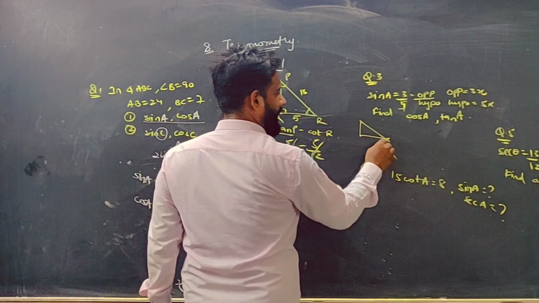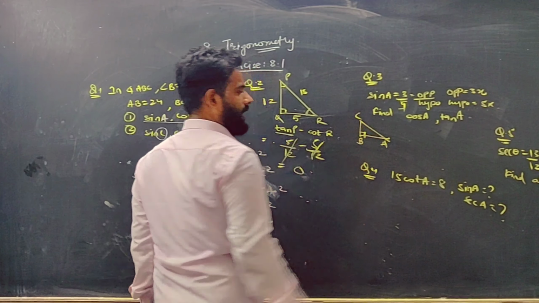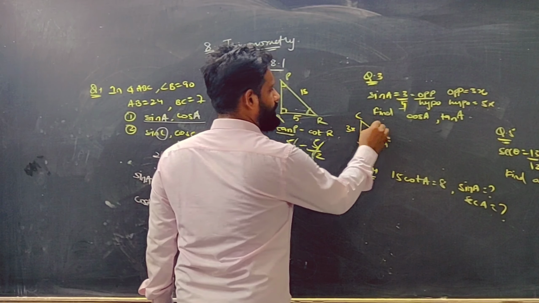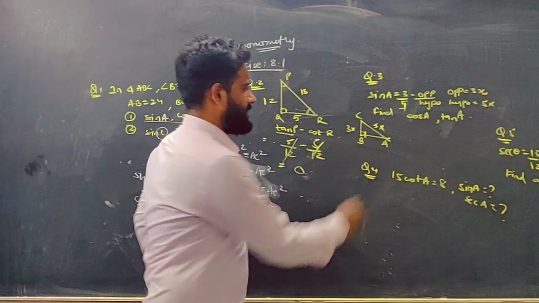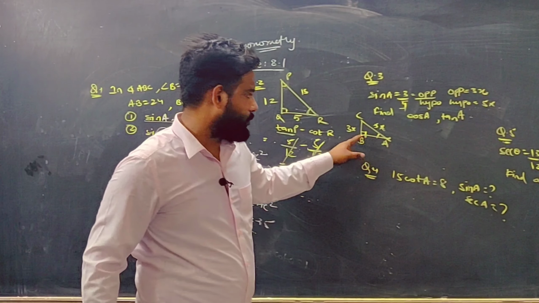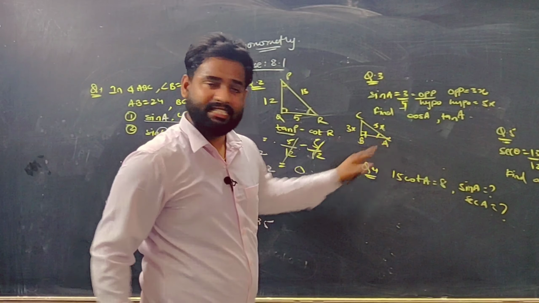So I am writing here A, B, C. I made my triangle like this. So opposite is 3x and hypotenuse is 5x. Right? If I am considering this as theta, opposite 3x, hypotenuse 5x. Use Pythagoras theorem to get this adjacent side. You will have 4x. Now you can get any other trigonometric function.